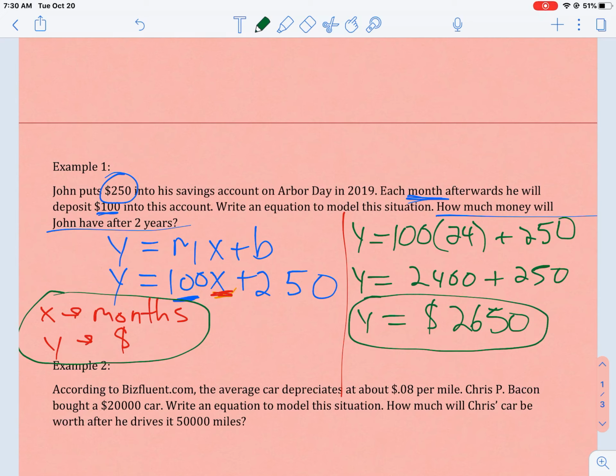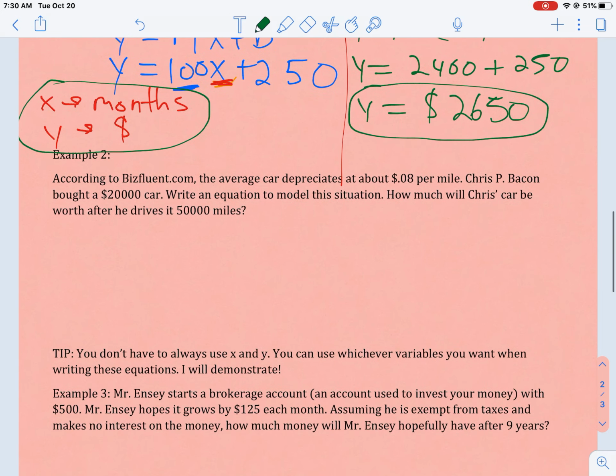And again, that's assuming he doesn't get any interest on the account, which for right now, interest is so low that you probably wouldn't.